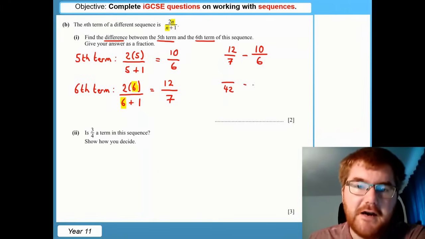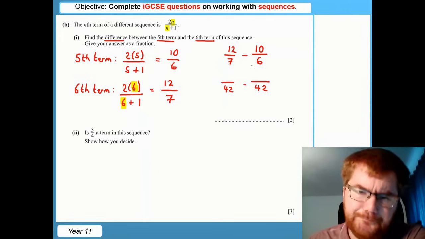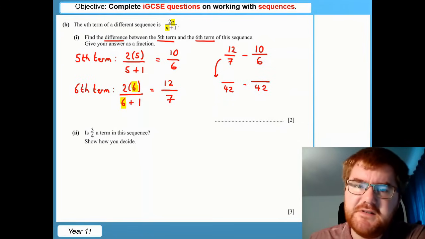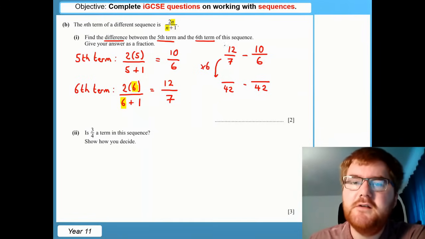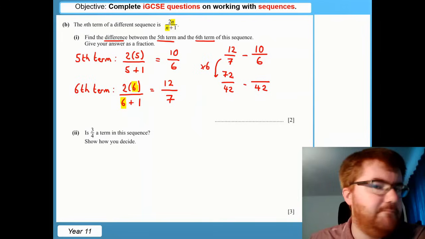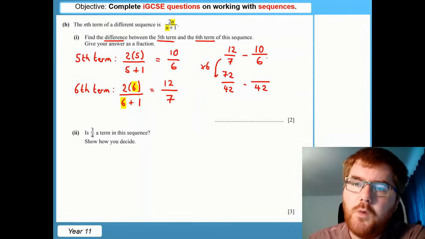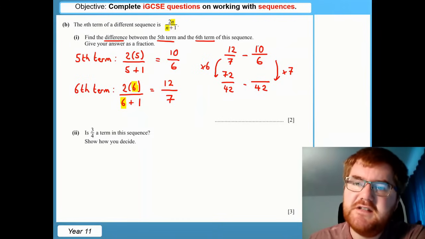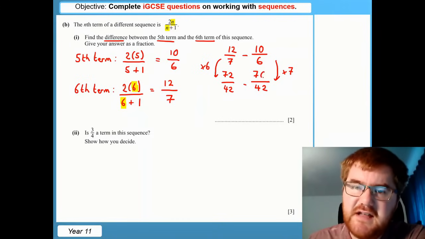So we're actually going to do some fraction work here, which is always useful. And now we work out what we need to do in the numerator. So we times 7 by 6 to get 42. So we need to do the same to the top. So 12 times 6, that's going to be equal to 72. Again, check this on the calculator. What do we do to 6 to get to 42? Well, we times by 7. So 10 times 7 is equal to 70.